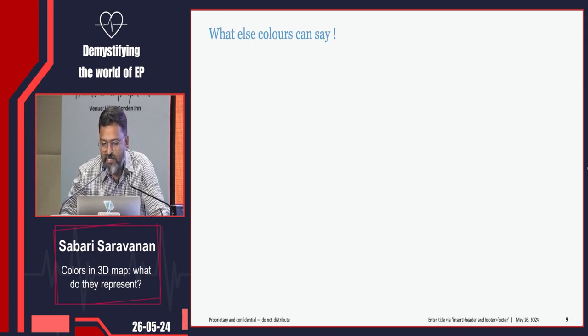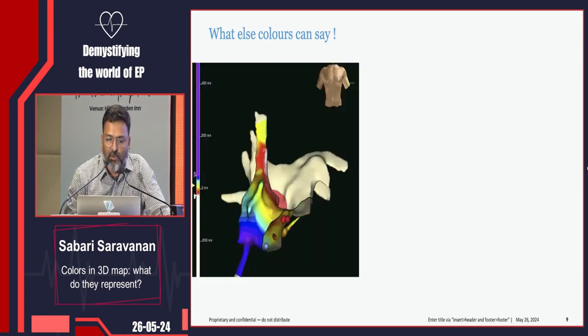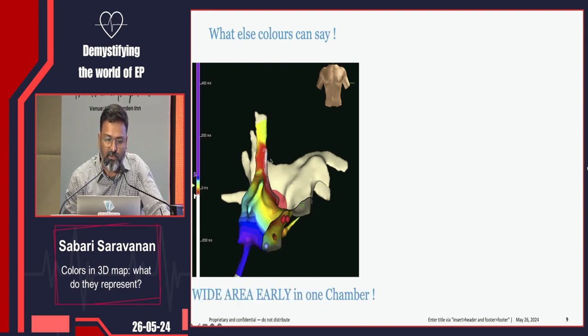So we have seen the focal arrhythmia and then the reentrant tachycardia. So what else can the colors represent? In recent times, we know the colors do represent many other aspects. When you are mapping the right atrium, and in this example the septal area of the right atrium is having a wide area of early activation, you can say that this is focal because it is coming from the septum. But it's not a centrifugal pattern, because the wide area is early in the septum.